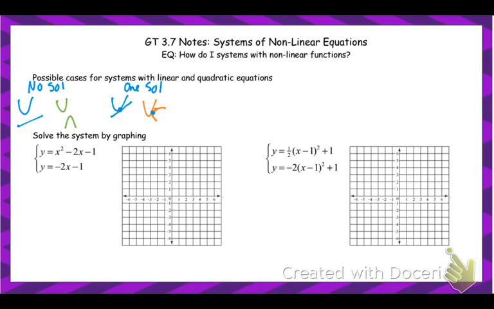Now, it's also possible to have two solutions, and this is something we didn't see with lines. So if I had a parabola and a line, it's easy to have two solutions. If I have two parabolas, I could have two solutions.